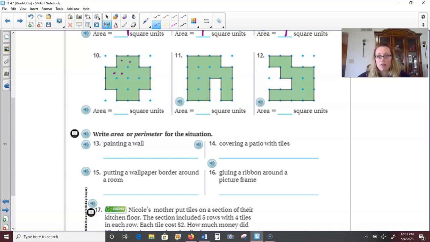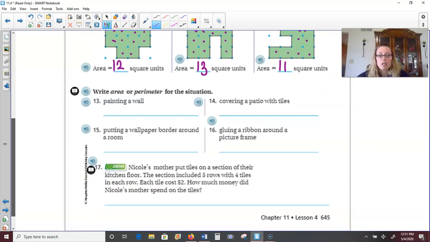Okay, number 10. Let's count the area here. 1, 2, 3, 4, 5, 6, 7, 8, 9, 10, 11, 12. So that shape covered 12 square units. Number 11 looks like a big one too. 1, 2, 3, 4, 5, 6, 7, 8, 9, 10, 11, 12, 13. So this shape has an area of 13 square units. And let's look at number 12. 1, 2, 3, 4, 5, 6, 7, 8, 9, 10, 11. So an area of 11 square units.